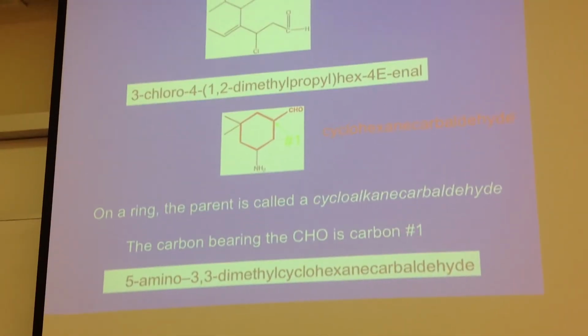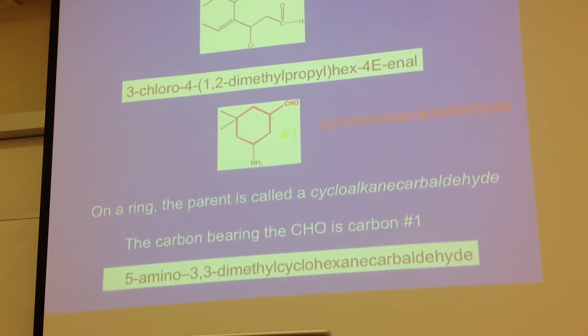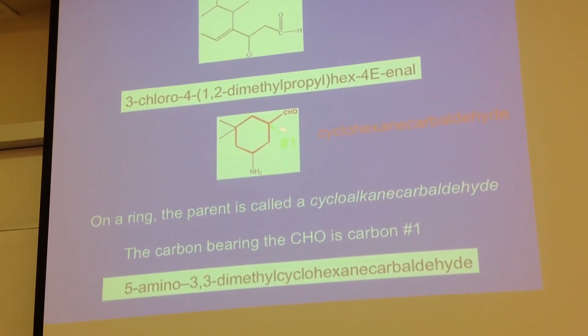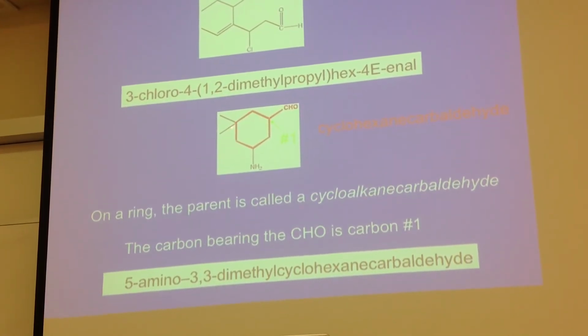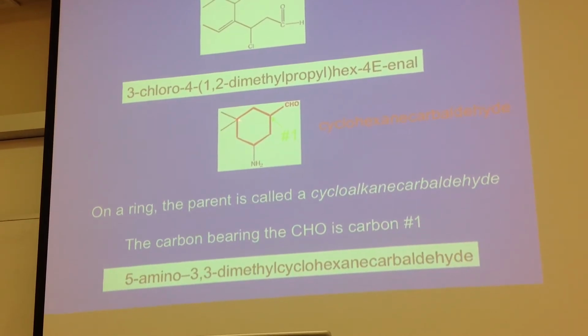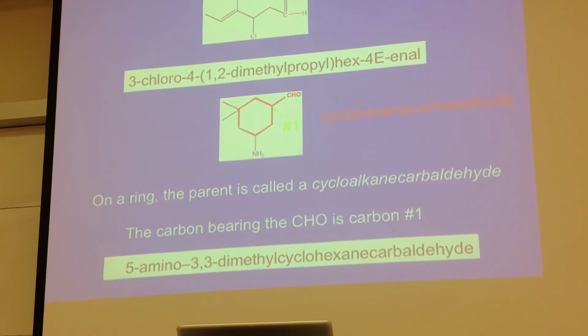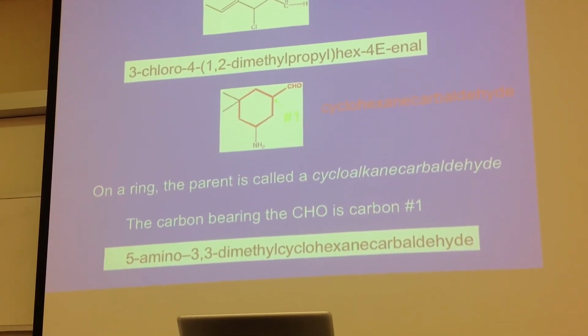Okay, so this guy's name is 5-amino-3,3-dimethyl cyclohexane carbaldehyde. And the reason I went that way is just to keep the numbering small. There's your number 1. And I would go 3,3 versus a 5,5. It was better. Okay?